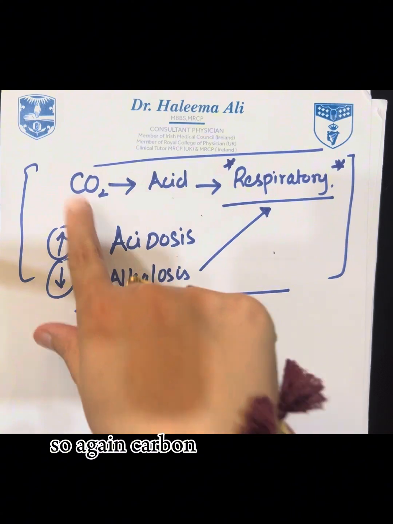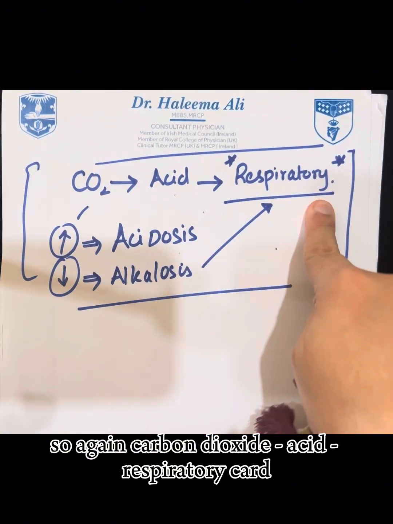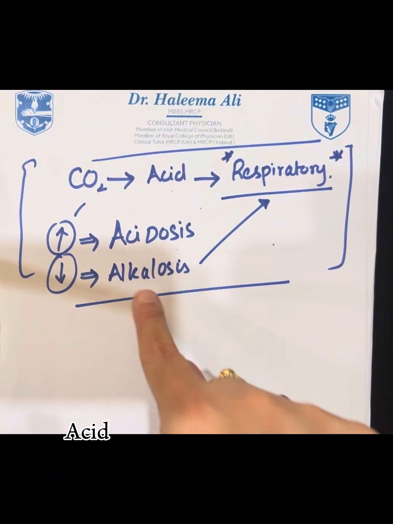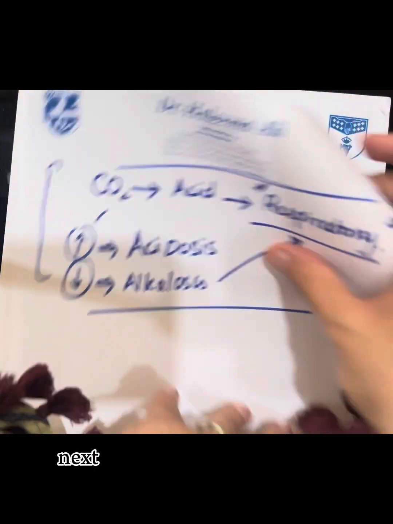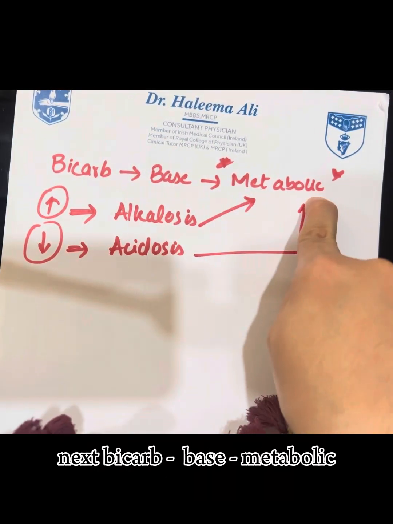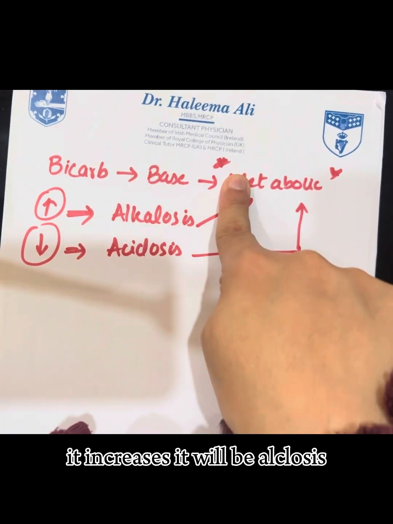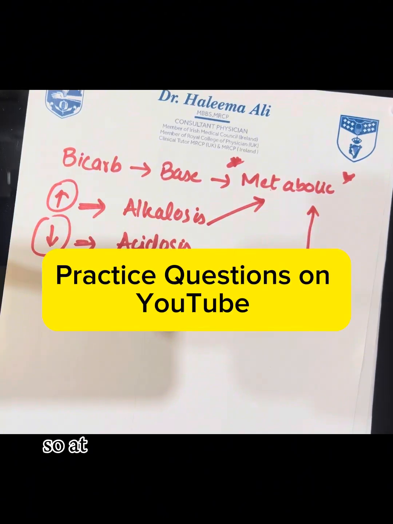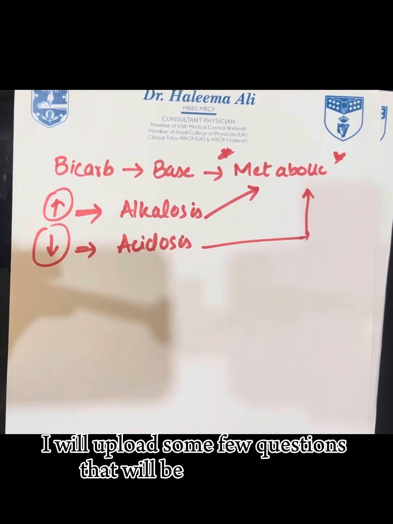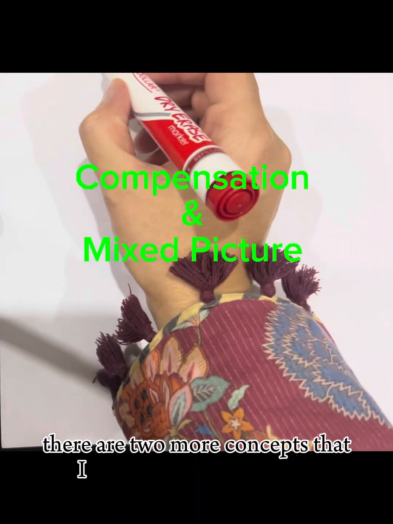So again, carbon dioxide, acid, respiratory, CAR. Acid increases, there will be acidosis. Acid decreases, there will be alkalosis, and this will be respiratory. Next, bicarb, base, metabolic. It increases, it will be alkalosis. It decreases, it will be acidosis, both linked with the metabolic. At the end of this video on my YouTube page, I will upload a few questions for practicing. There are two more concepts that I want to add in this video.